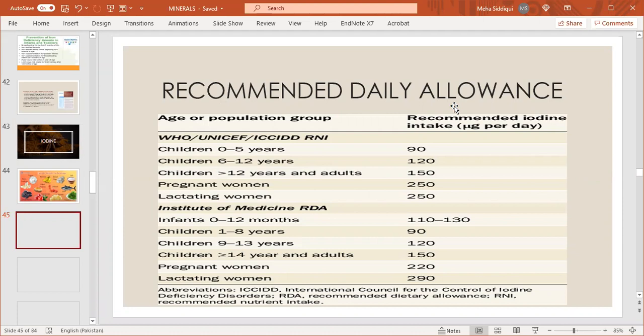According to WHO, in children 0 to 5 years of age, it is 90, and in 6 to 12 years of age, it is 120, and then it is increased to 250 microgram per day in pregnant and lactating women.